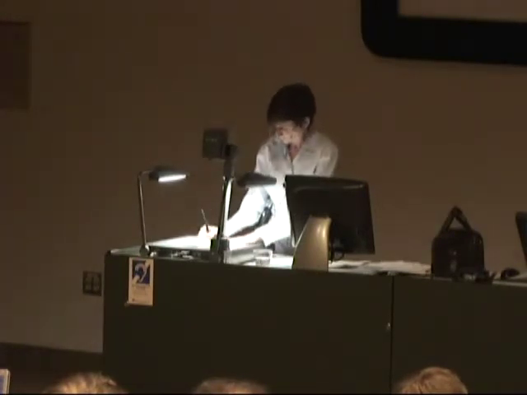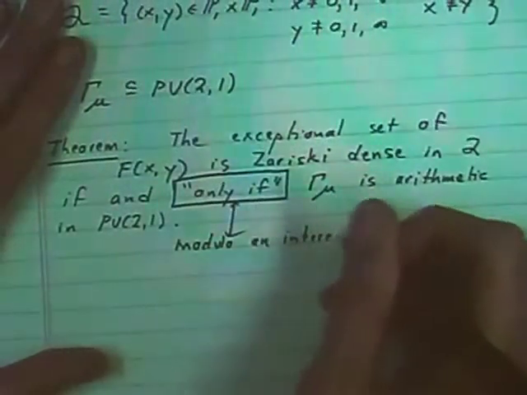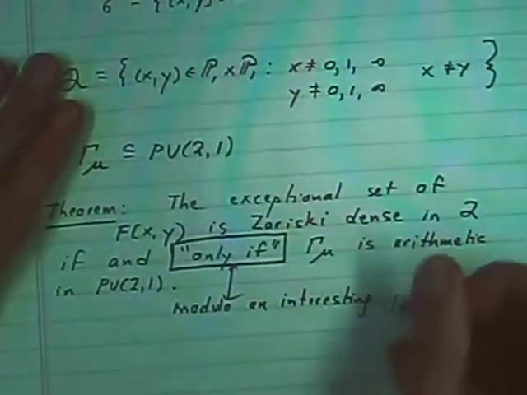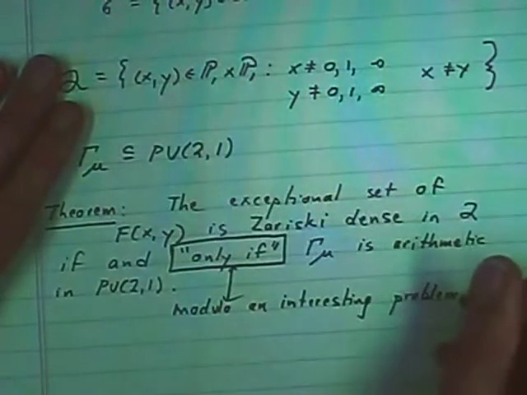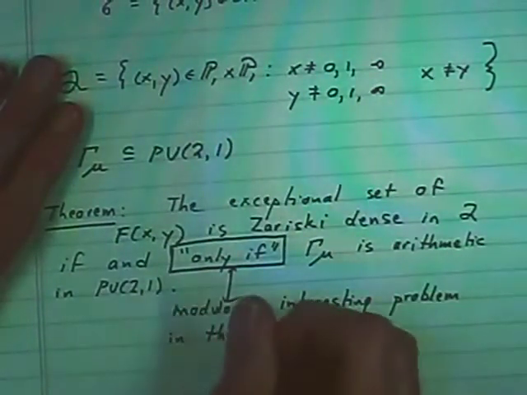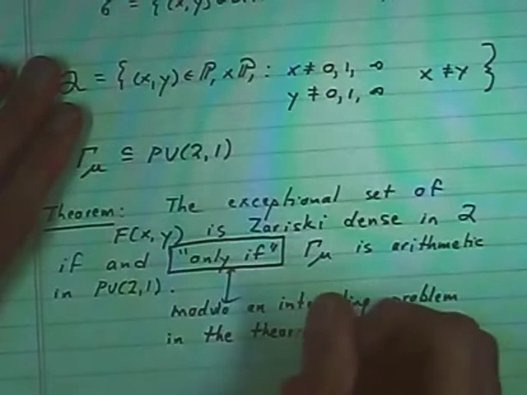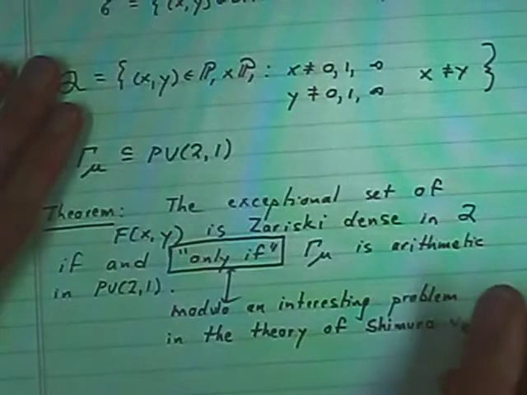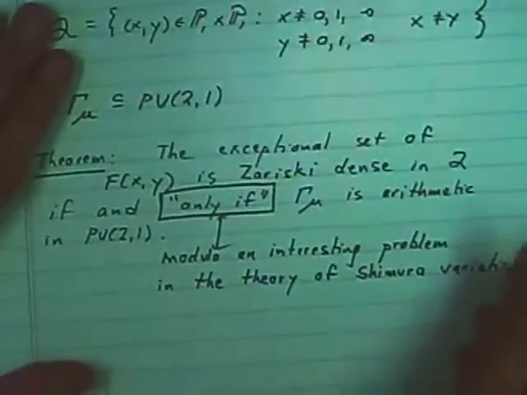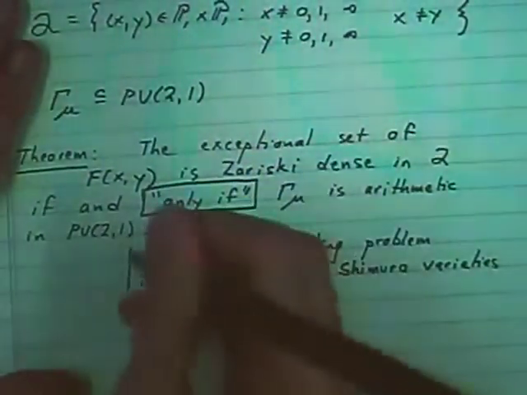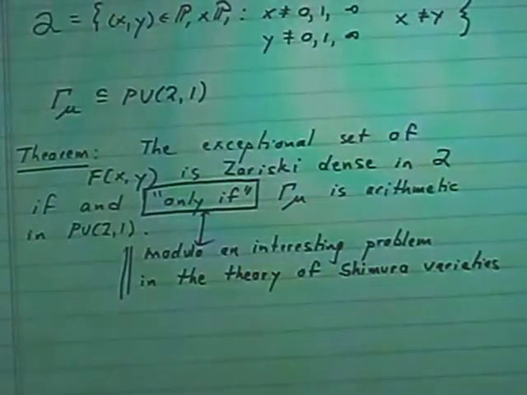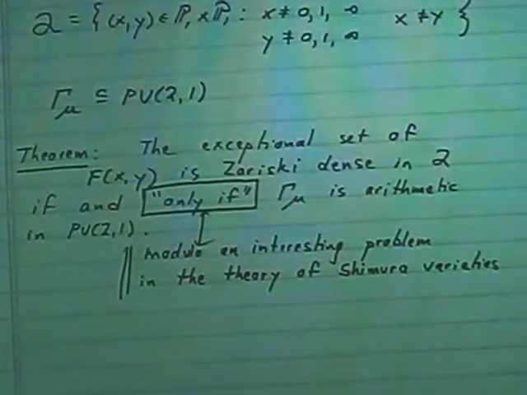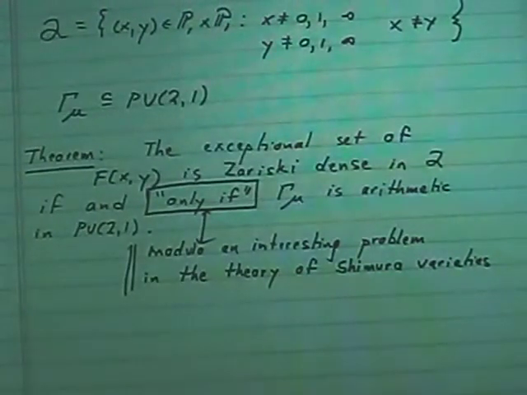So we're led to an interesting problem in the theory of Shimura varieties. So once again, it's interesting that the people who work on this type of problem have nothing to do with transcendence at all, and once again interesting that there's this interplay between the two fields.